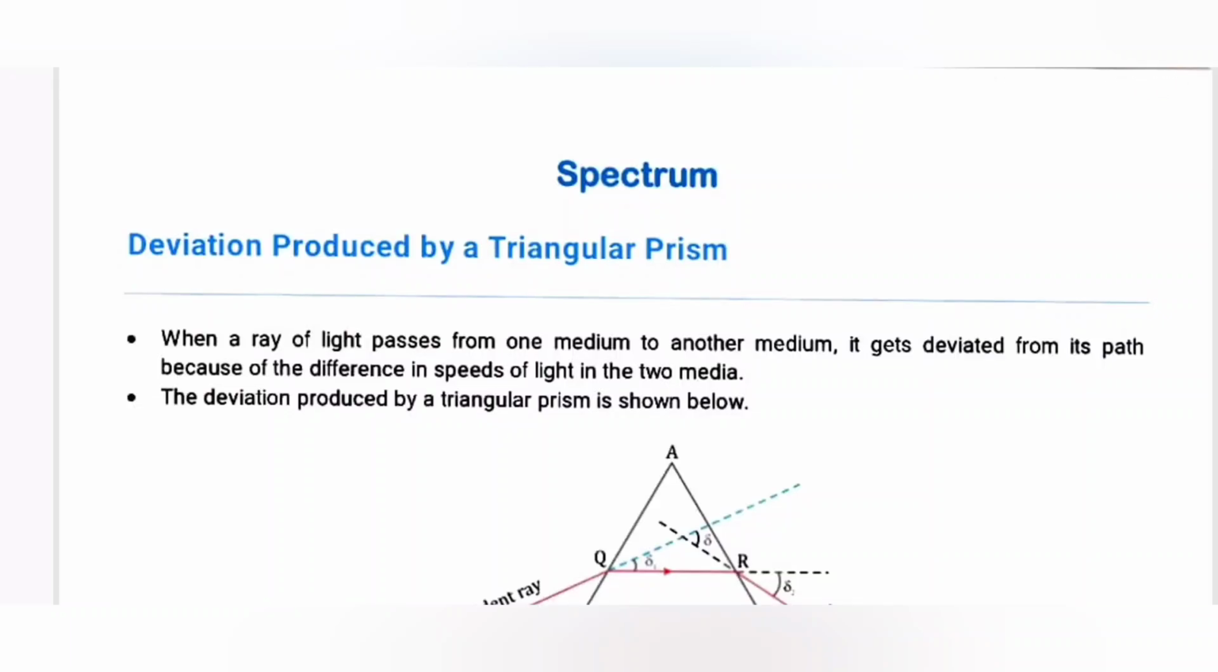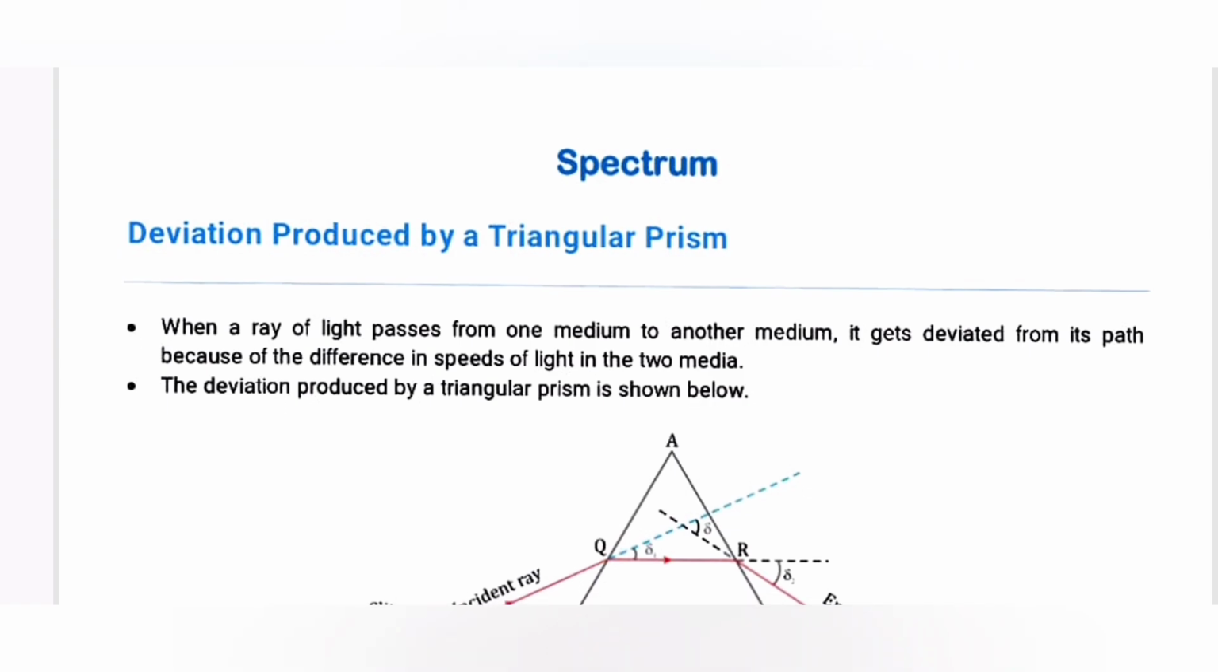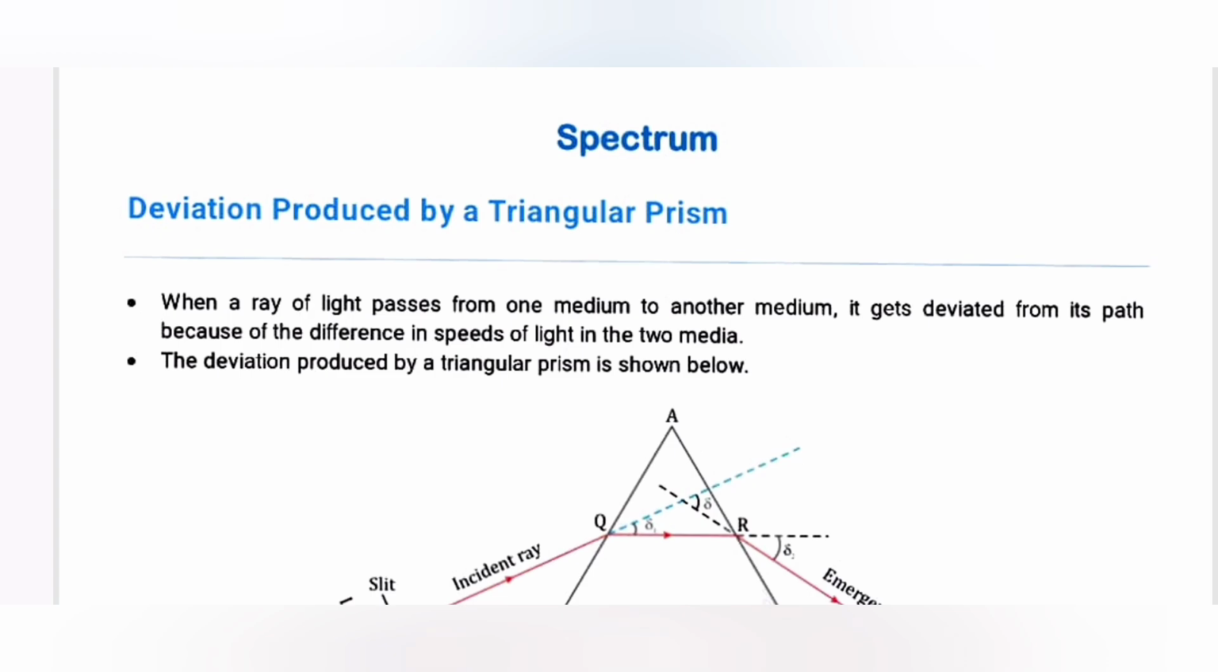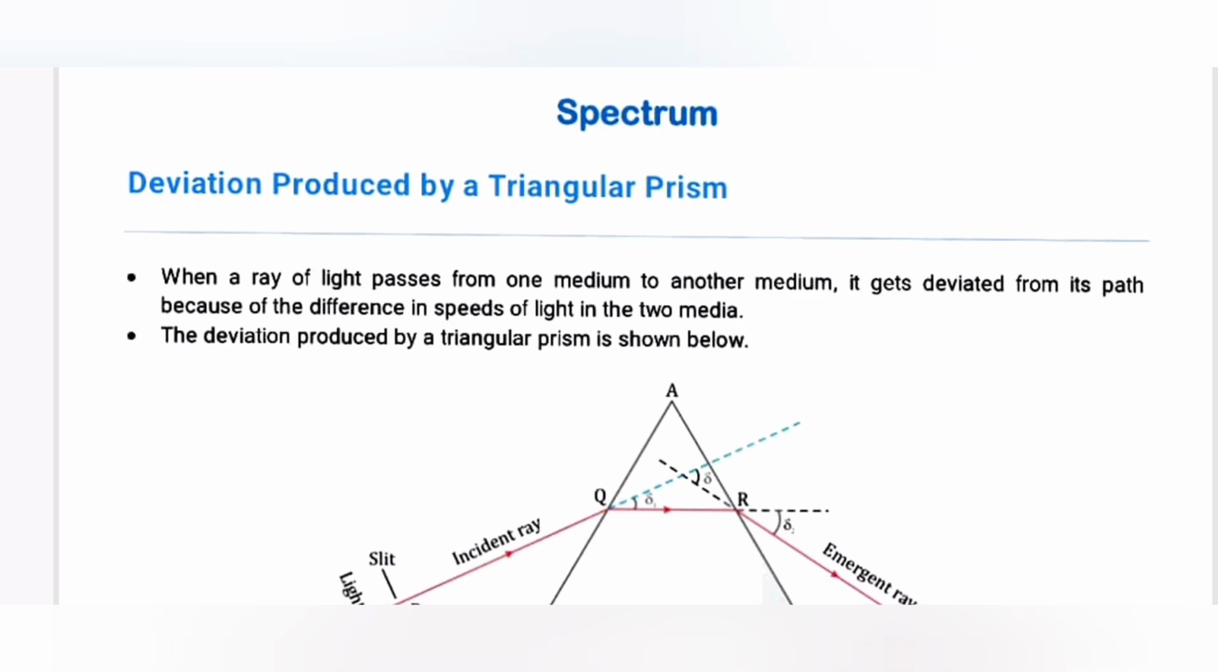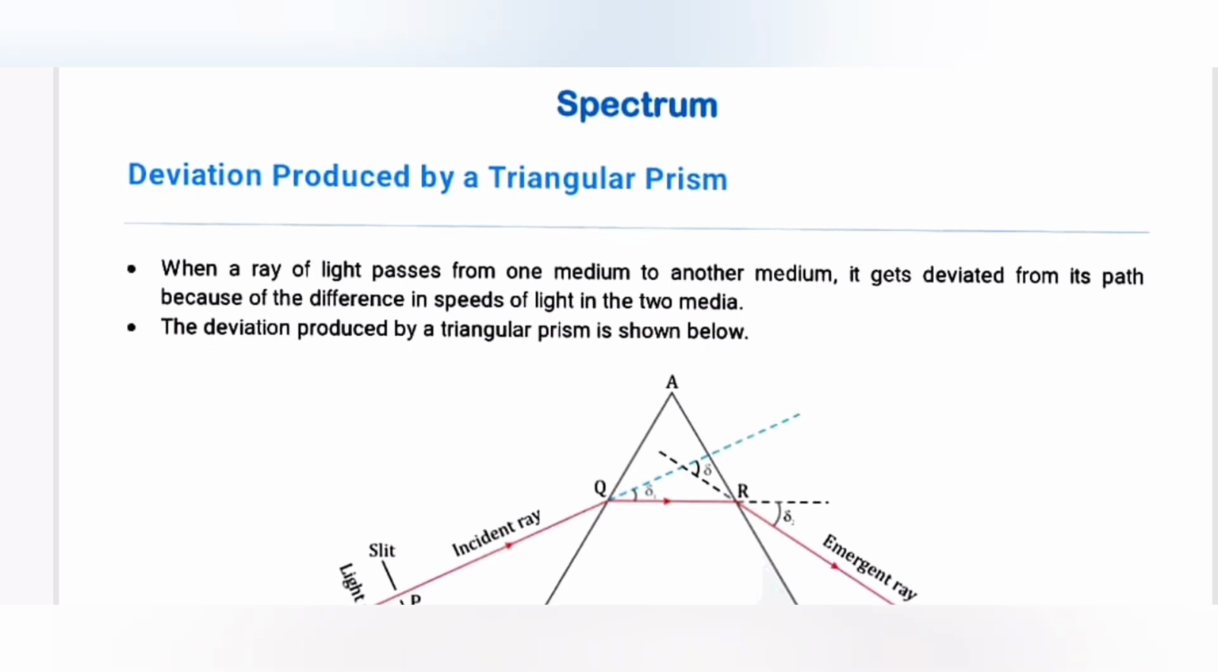In today's video, we are going to do the spectrum chapter of physics. So, let's start. Deviation produced by a triangular prism. This is the first topic of this chapter. When a ray of light passes from one medium to another, it gets deviated from its path because of the difference in speed of light in the two media. The deviation produced by the triangular prism is shown below.